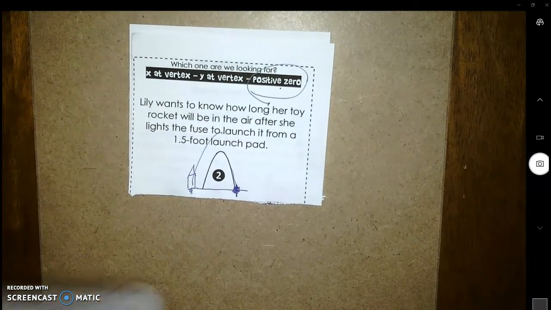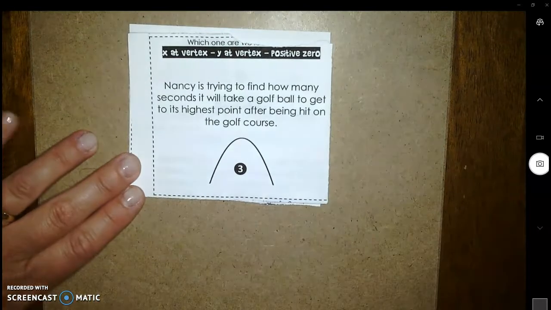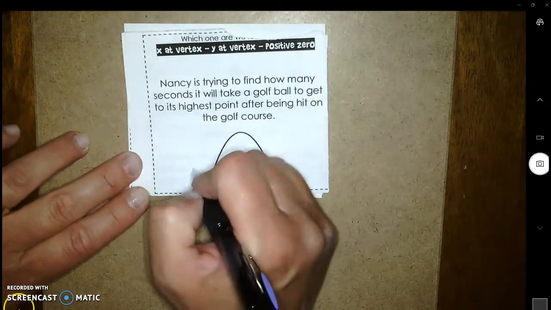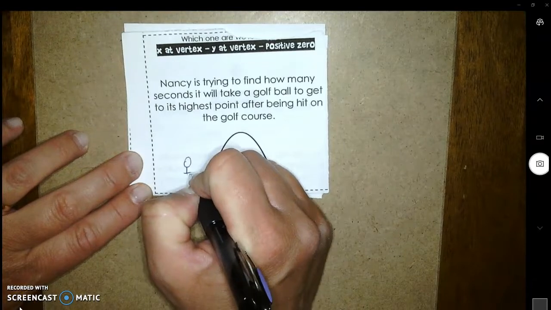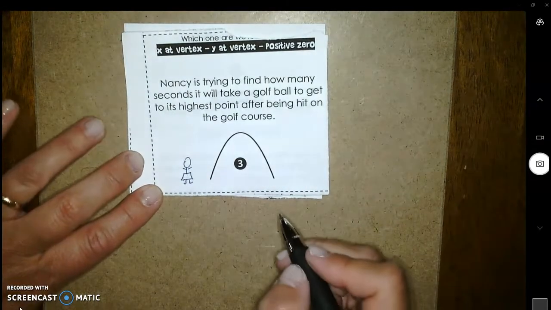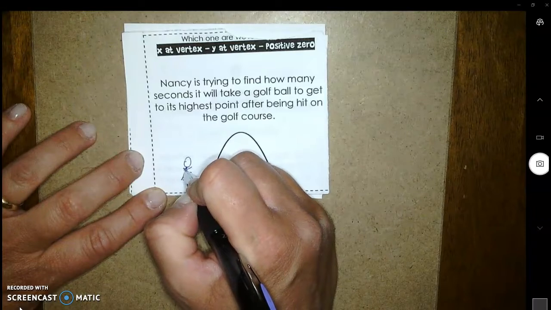What about this one? Nancy is trying to find out how many seconds it will take the golf ball to get to the highest point. So here's Nancy. Okay, look, I drew her with a little skirt on. She's not wearing a shirt. Let's put a shirt on her.